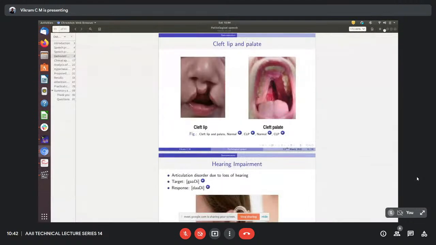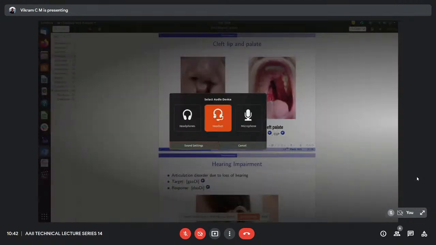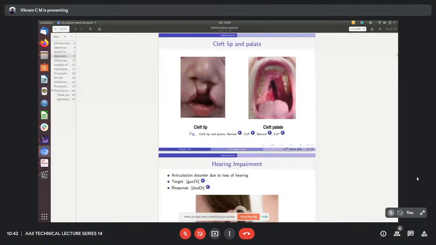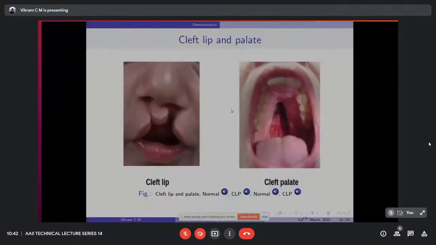Say we noticed that when the palate is completely damaged, the speech signal characteristics have a lot of deviation from the normal production.